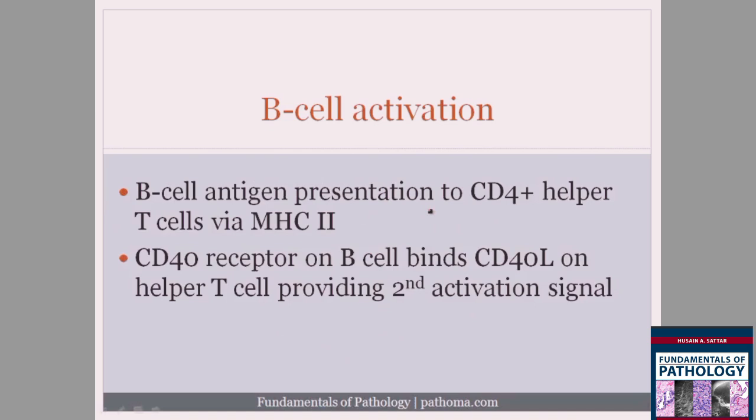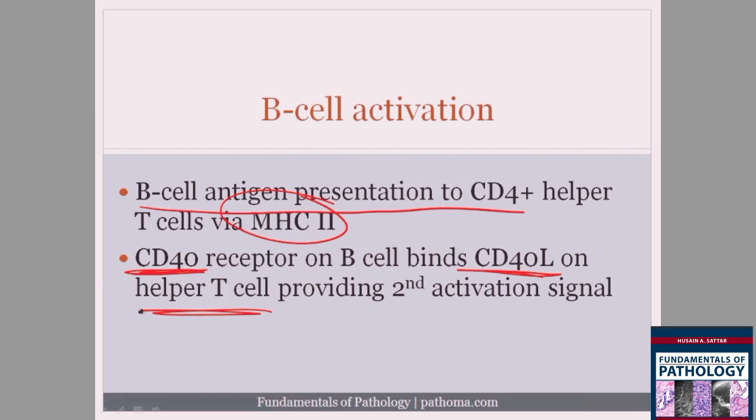Another way by which B cells can become activated is that the B cell can present antigen to the CD4 positive T cell via MHC class 2. The CD4 positive T cell will then interact with the B cell. That's the first signal. The second signal is that CD40 on the B cell will bind CD40 ligand on the helper T cell, and that then activates the B cell. All right.